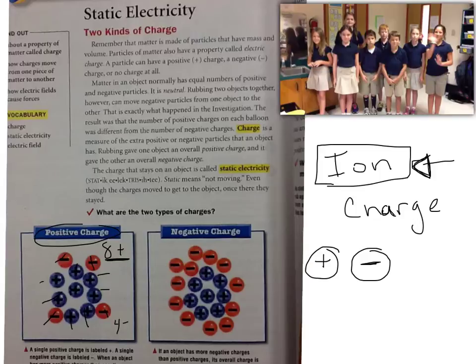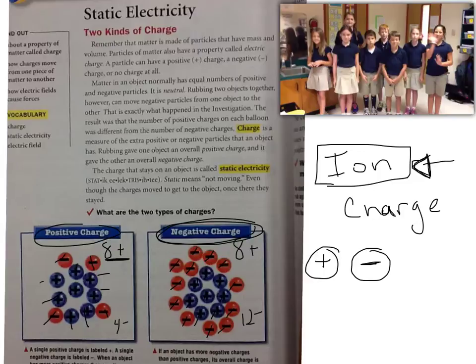Now let's look at the negative charge one. Let's count them. How many positives are there? 1, 2, 3, 4, 5, 6, 7, 8. Again, 8 positive. How many negatives? 1, 2, 3, 4, 5, 6, 7, 8, 9, 10, 11, 12. 12 negative, which makes this a negatively charged ion.